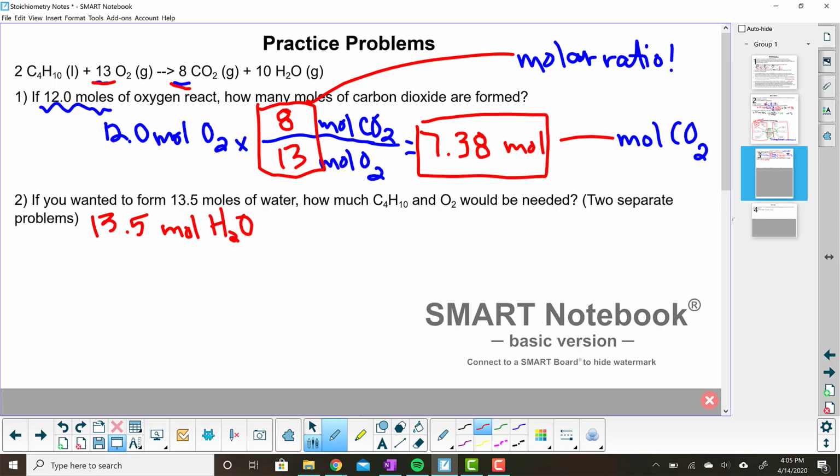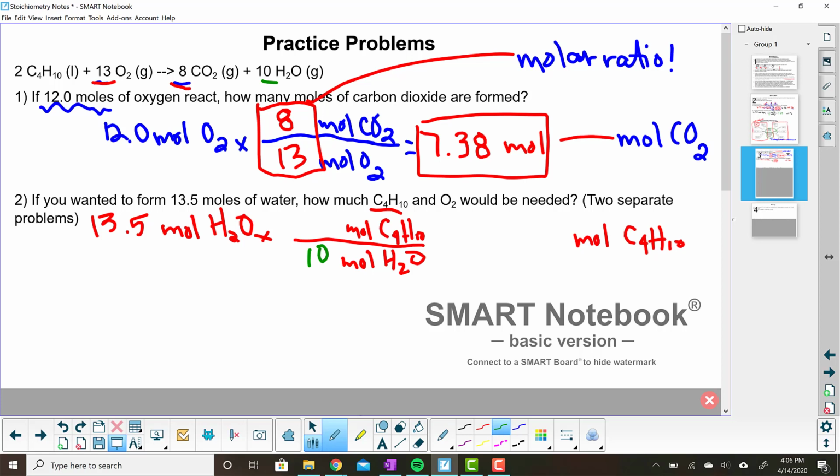This is 2 separate problems. Let's start with the C4H10. I want to convert moles of water to moles of butane. So I'm going to set up a conversion. Moles of water goes on the bottom. Moles of butane goes on the top. And then I just include my molar ratios. In the reaction, the number that is associated with moles of water is 10. Okay, so in my reaction, I only made 10 water molecules.